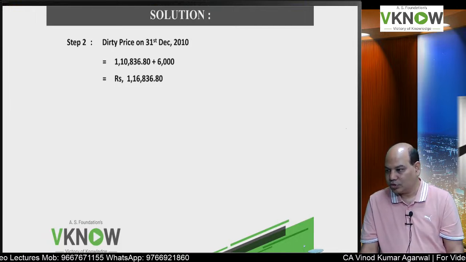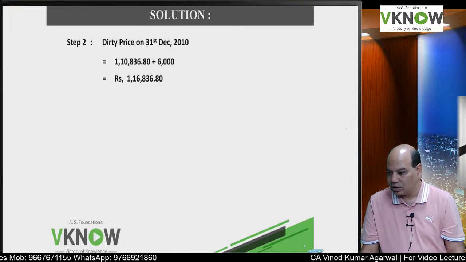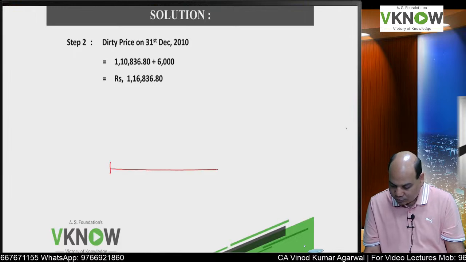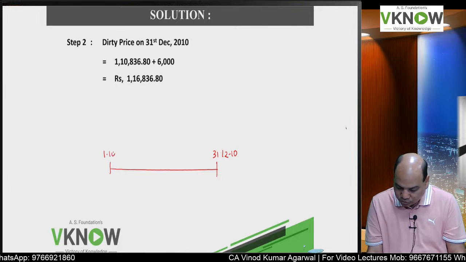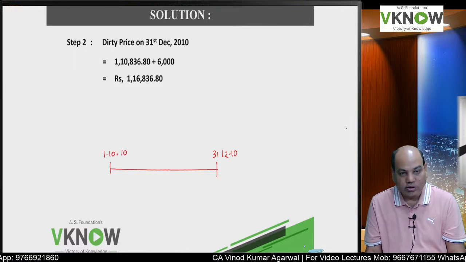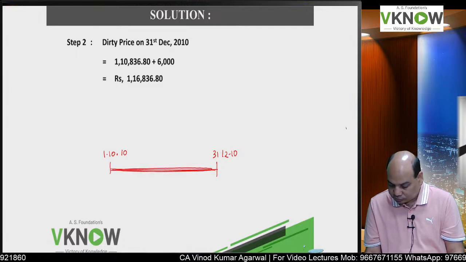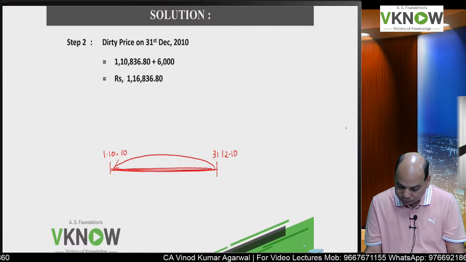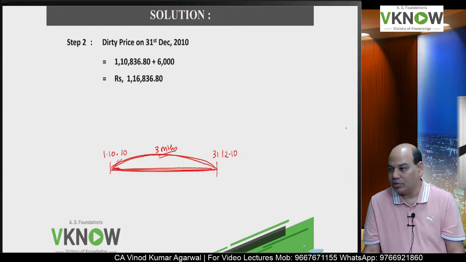Right? So how much you are getting? 1,16,836.80. Now just understand one more time. This is 31st December 10. We have to calculate the value on 1st October 10. So what is the gap here? 3 months. Is it 3 months gap? So we have to discount it by 3 months.